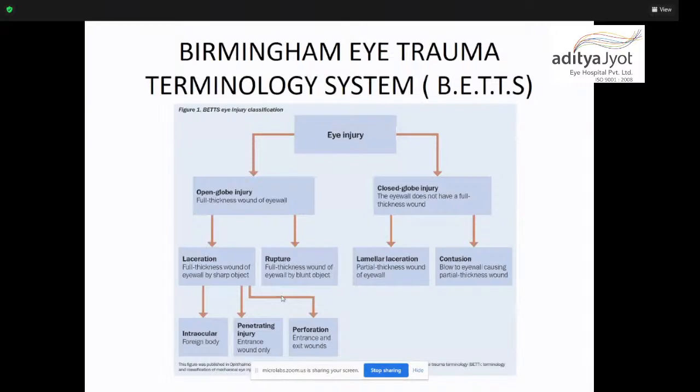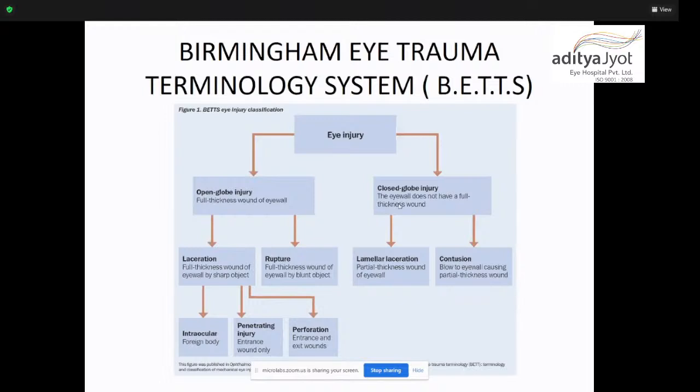When it comes to ocular trauma, there are two things that you should be very thorough with. One is the Birmingham eye trauma terminology system, or the BETS classification, and the other one is the ocular trauma score. The Birmingham eye trauma terminology system is again the same thing, the open globe injury and the closed globe injury. What you should remember is a partial thickness lamellar laceration is also classified in closed globe injuries.